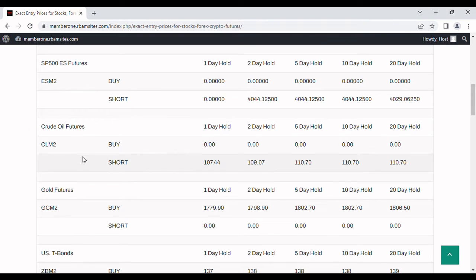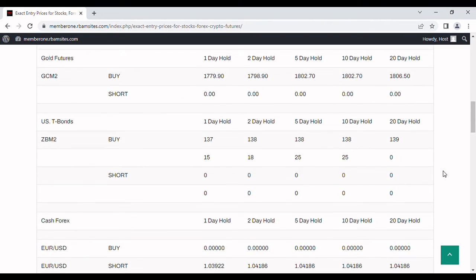If we go down here a little further, you can look at crude oil, same thing. Crude oil with a one-day hold is recommending that you look at 107.44 as a potential place to short the market on a one-day hold, and so forth, as you stretch out your holding periods. Same thing for gold, same thing for T-bonds.